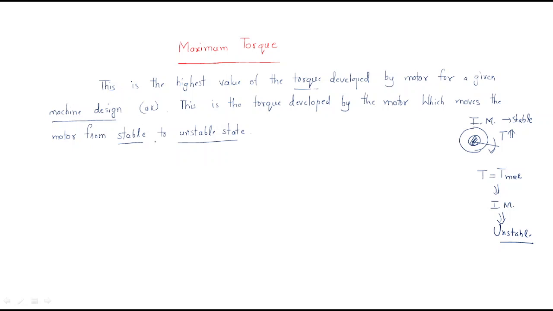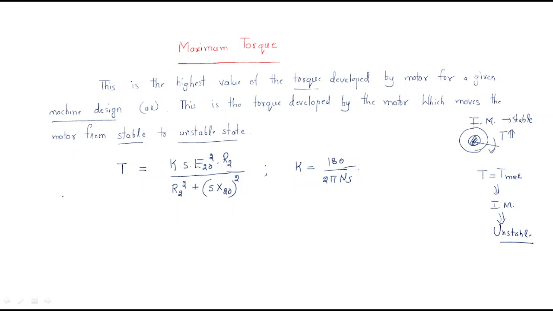The torque equation is like this: torque equals K S E2 naught square R2 by R2 square plus S x2 naught square. This is the general torque equation. You know the K value is 180 by 2 pi ns. This is a constant. Always treat it as a constant.